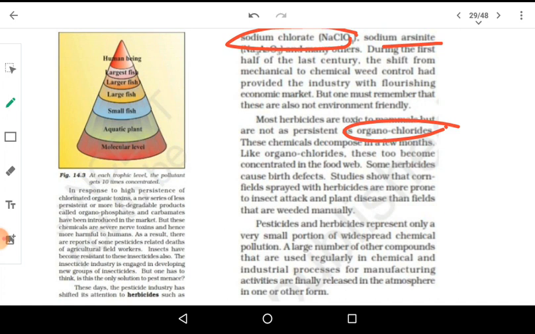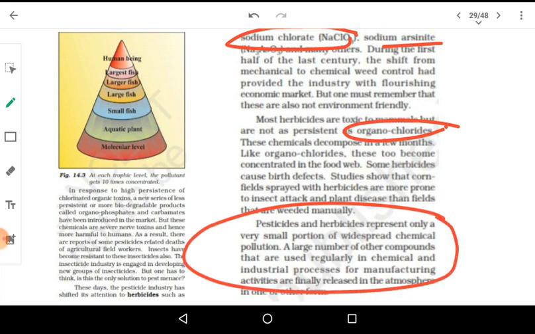But if we have no weeds, that is if we are adding herbicides, what is happening? The insects and other pests, though no more weeds are there, are now going to depend on the crop field alone, and as a result they are going to damage the crop field. So pesticides and herbicides represent just a very small fraction of the widespread chemical pollution. A large number of other components that are used regularly in chemical and industrial processes for manufacturing activities are finally released into the atmosphere or into the water.